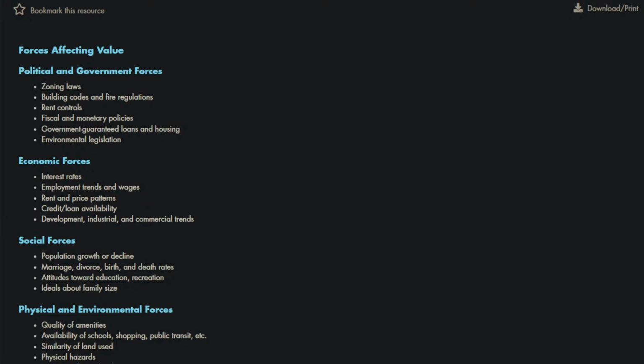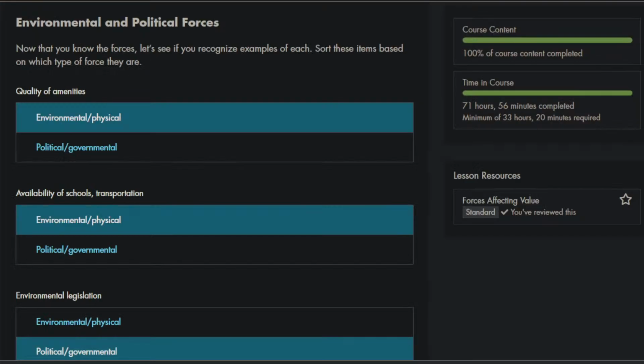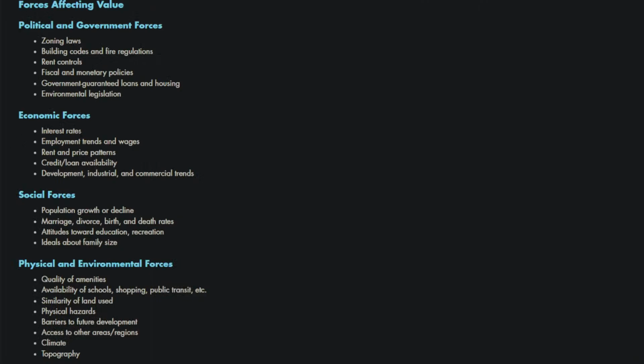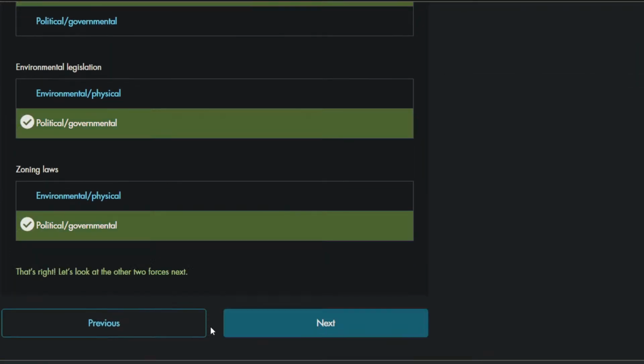Let's go back to our resource. What are we looking for? Schools and transportation. Where's transportation? Physical. What are our two options? Political or environmental? Environmental, physical, or political, governmental? Yeah, schools. So that is environmental, physical, not political. Yeah, we got it. Okay.